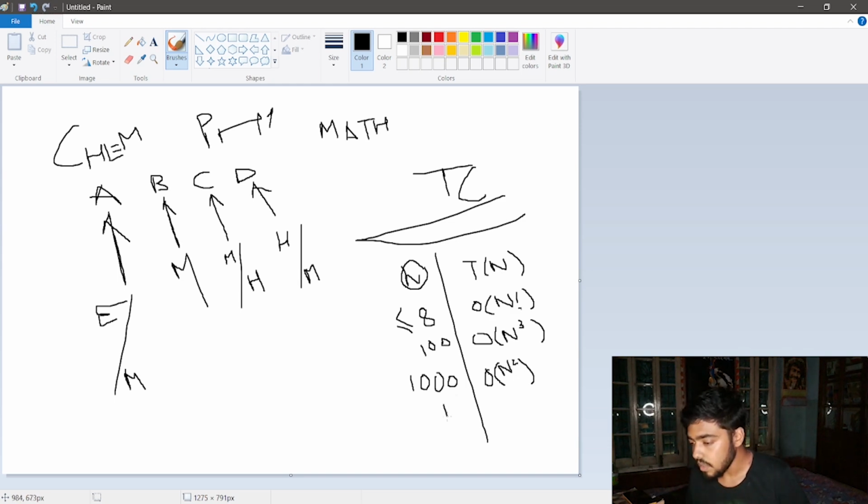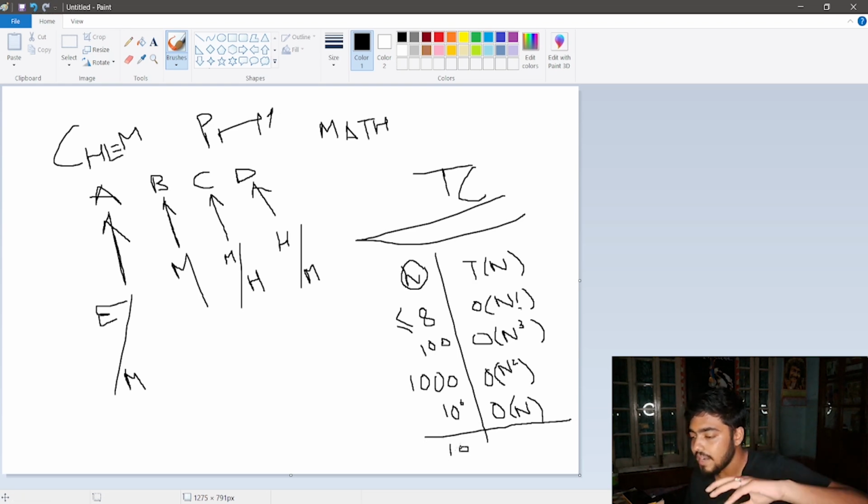Okay. Now, let's say you're going to go for big O 10 to the power 6. For that case, you have to understand that it has to be big O n. Because if it's not big O n, you can't have anything bigger than that. You can have something lesser than that.